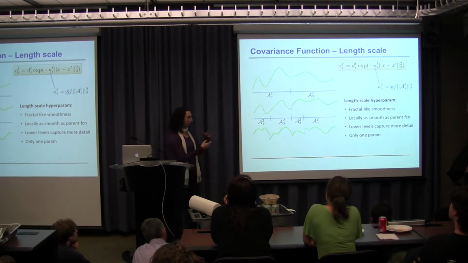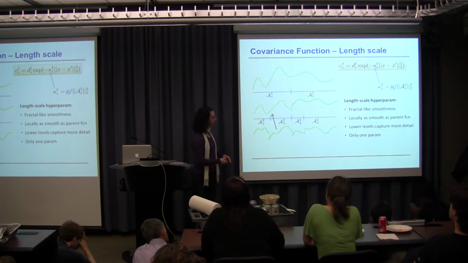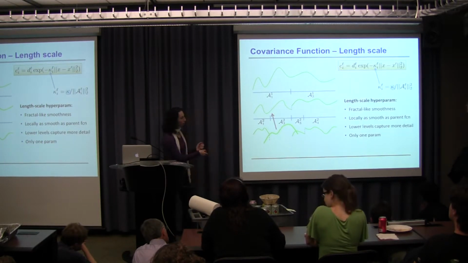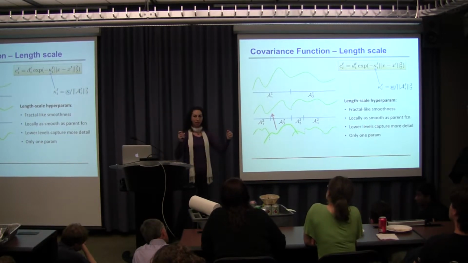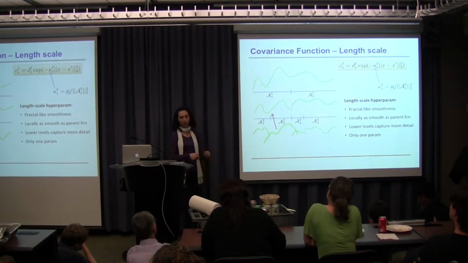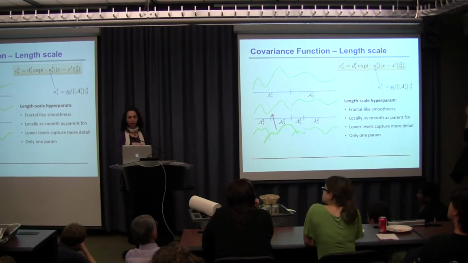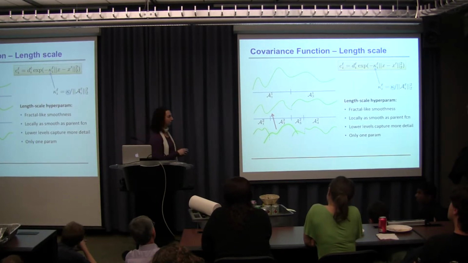So what we mean is it's going to create this fractal-like process where if we zoom in on the function, it's going to be locally as smooth as its parent. So making that partition set the same size as the parent partition set, this function has the same smoothness properties as the parent. And so what this means is that lower levels of the tree are going to capture more detailed information about the function. So this provides this multi-resolution interpretation.